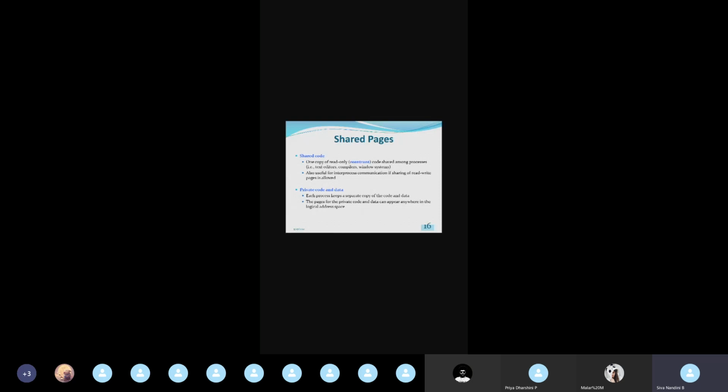Inter-process communication means, in cooperating processes, there are processes sharing resources. For communicating, the shared pages or the shared code will be useful. Private code and private data means each process will keep a separate copy of code and data. That is in the same example we saw, no? Here we saw shared pages. In the same case we may also see the private data. See, what is the private data? The data 1 in the process P1, data 2 in the process P2, data 3 in the process P3 is the private data or private code.